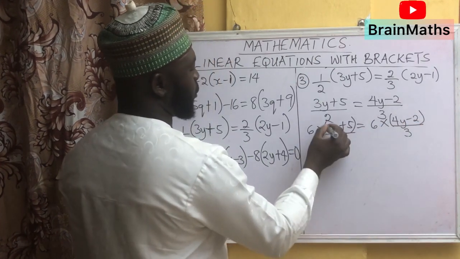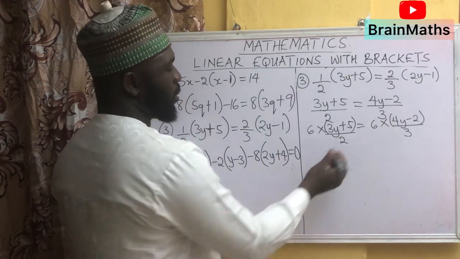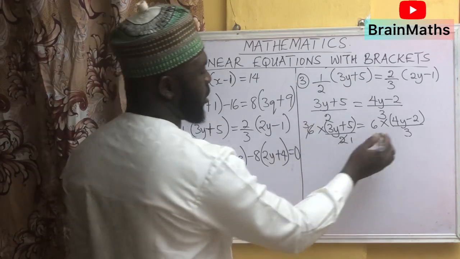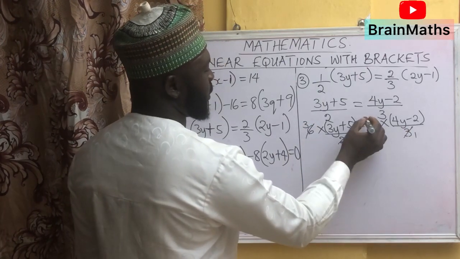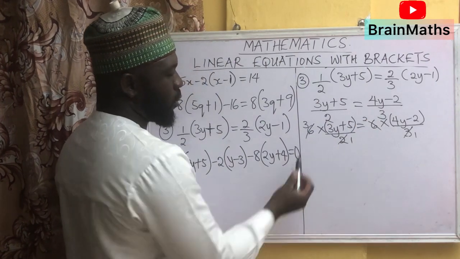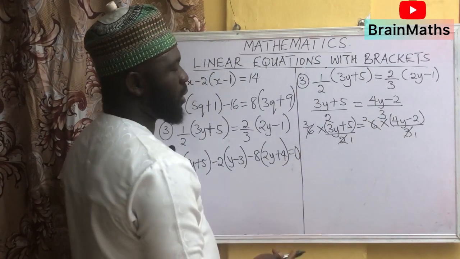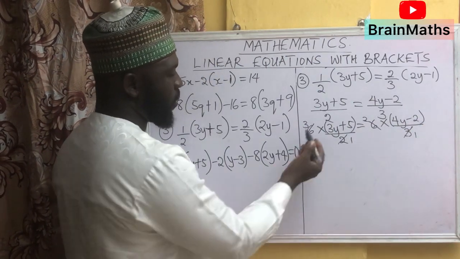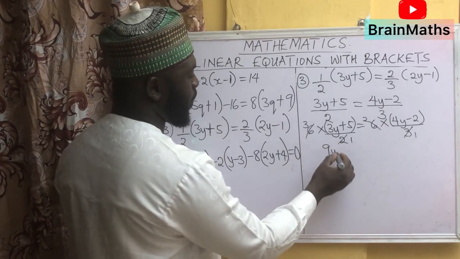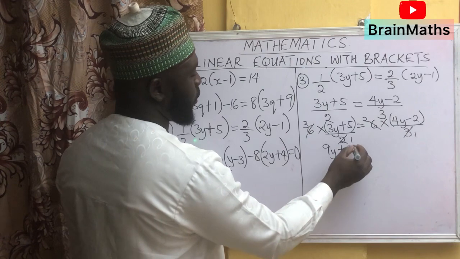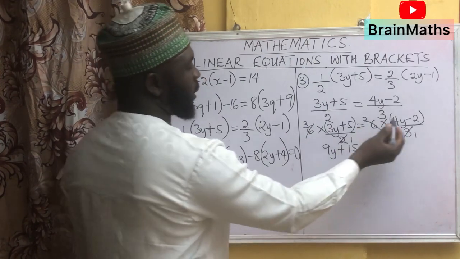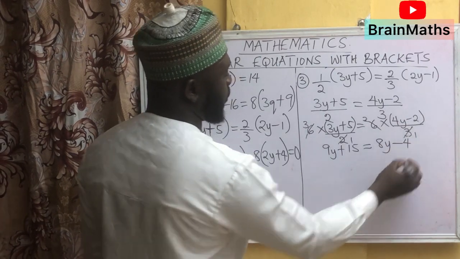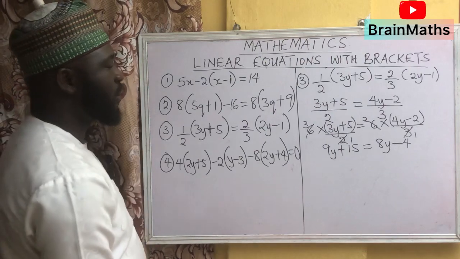Put your answer in the brackets. So how many 2 can we get here? 2 in 6, 3. The 2 is gone. 3 in 3, 1. 3 in 6, 2. And the 3 is also gone. So this 3 will now multiply what we have in the bracket, and we use the 2 on this side also to multiply the bracket again. 3 times 3y will give 9y plus 3 times 5, 15 equals 2 times 4y, 8y, 2 times minus 2, minus 4.